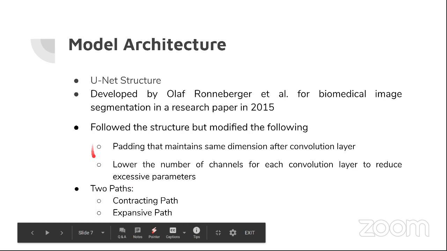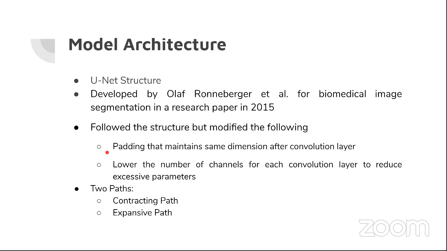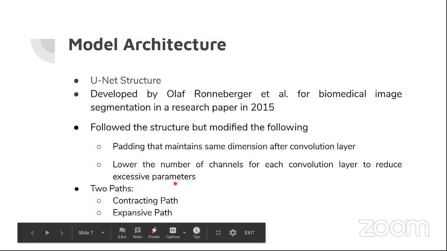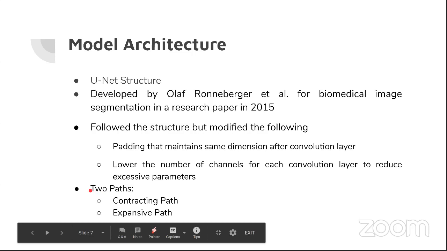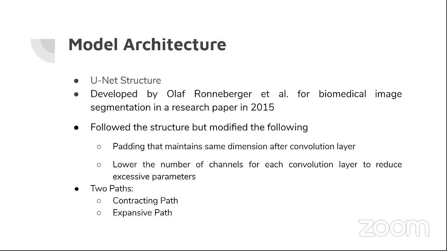One is that we made the padding consistent, basically the dimension needs to be consistent even after processing through the convolution layer. And we also lowered the number of channels for each convolution layer to reduce the excessive parameters, so that our computer can process the model within a reasonable amount of time. So this architecture has two paths, one is the contracting path, and then there's the expansive path. And then in the next slide, you will see the visualization of this structure.